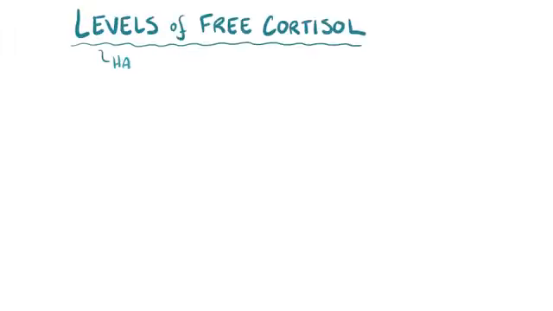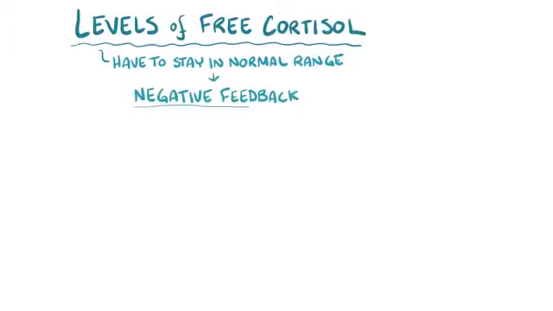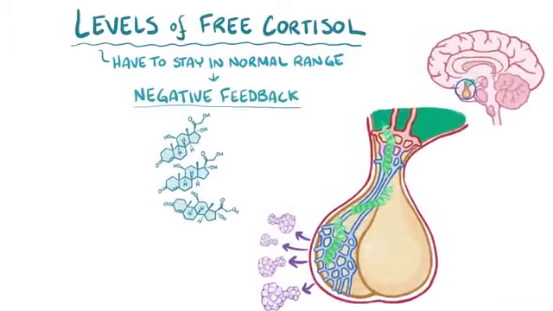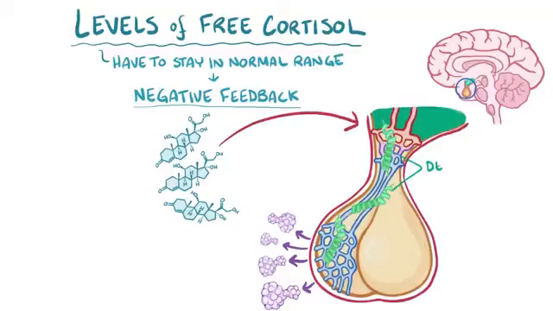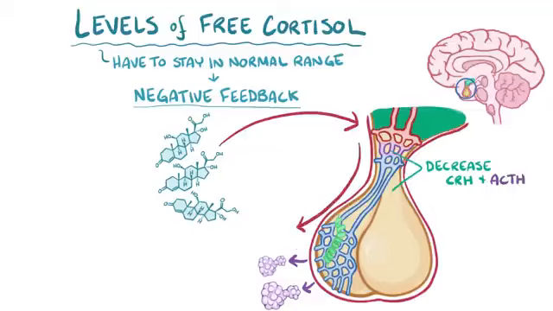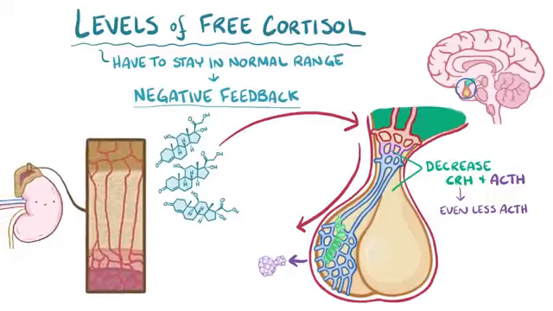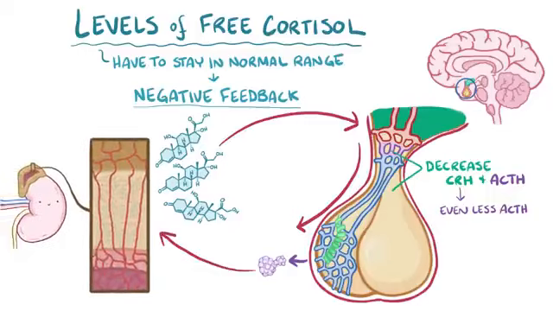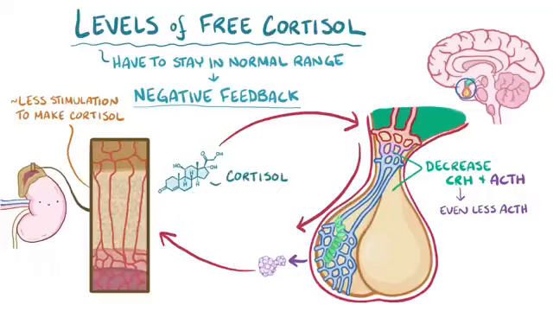For all this to work properly, though, the levels of free cortisol have to stay within the normal range. To do that, the body uses negative feedback, which means that high levels of cortisol tell the hypothalamus and pituitary gland to decrease their secretion of CRH and ACTH, respectively. Less CRH also tells the pituitary gland to make less ACTH, so the pituitary gland ends up having 2 reasons not to make ACTH. With less ACTH floating around, the zona fasciculata gets less stimulation to make cortisol, and eventually cortisol levels go back down to the normal range again.